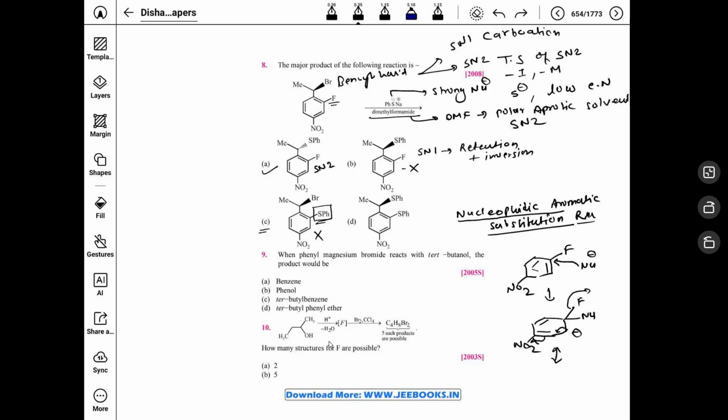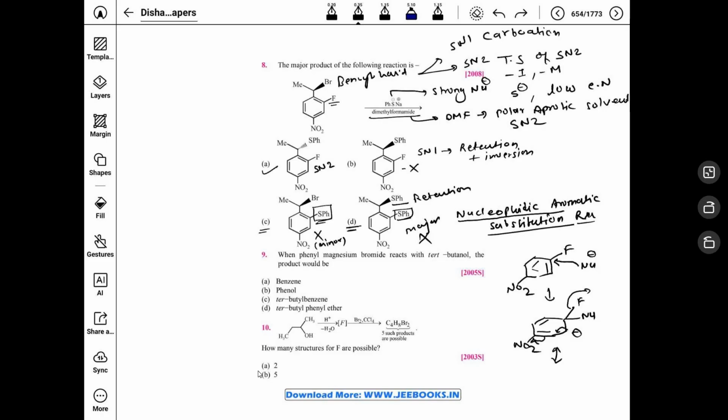Okay, but it could be a minor product. There is a possibility that it could be a minor product. We can't rule out this one. What about option D? In option D, they are replacing both this one and this one. This is also possible, but what they did is show retention of the configuration, and fluoro replacement also. So this cannot be the major product.